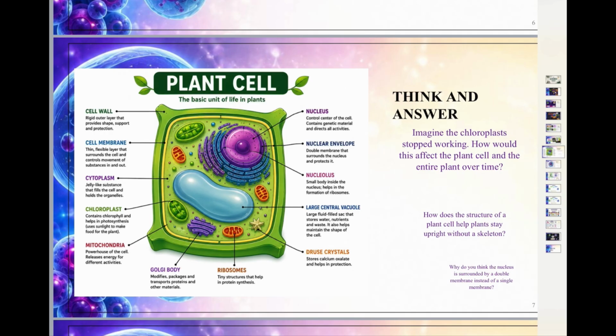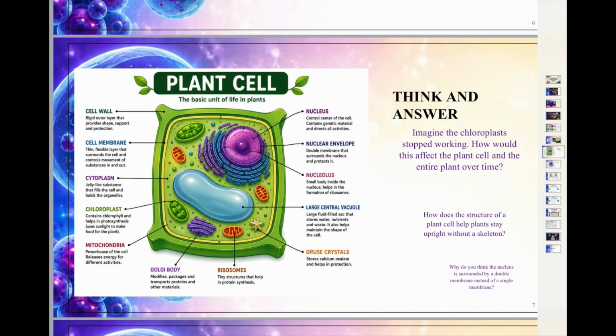Next we can talk about the cell membrane. Cell membrane is a flexible layer and also it is semi-permeable in nature. It is providing the entry and exit of any molecule inside the cell. Now there is cytoplasm. Now cytoplasm is a jelly-like substance which is holding all the organelles present inside the cell.